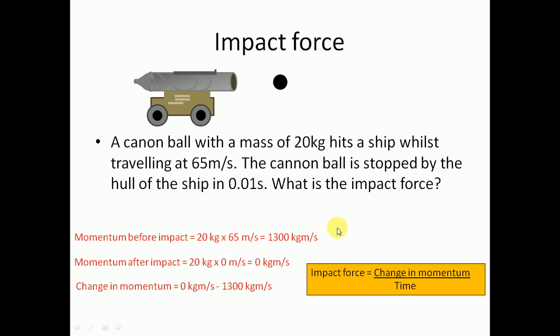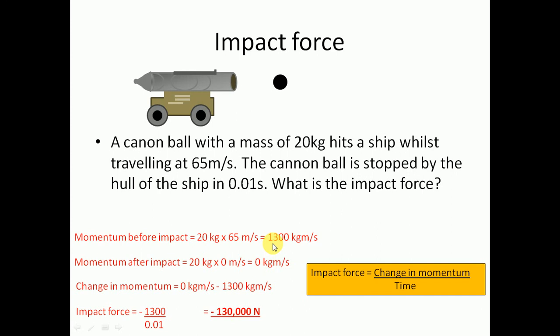We now just simply need to divide this by the time taken to stop the cannonball, which in this case is 0.01 seconds. So we put that into our calculator. Minus 1,300 divided by 0.01 gives us an impact force of minus 130,000 newtons. Very important to make sure you include the units. Yes, we are talking about a force, an impact force, and as we know from previous videos, forces are measured in newtons. Okay then, so let's look at a slightly trickier one.